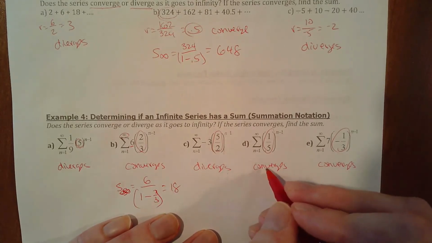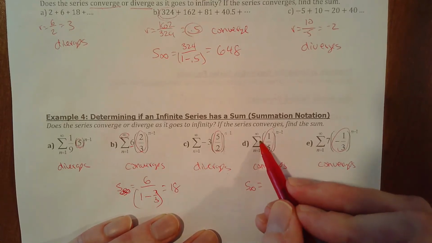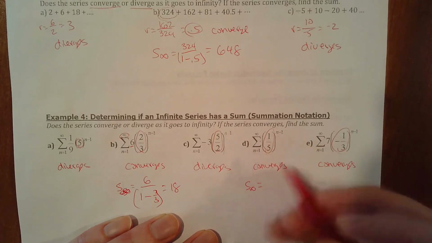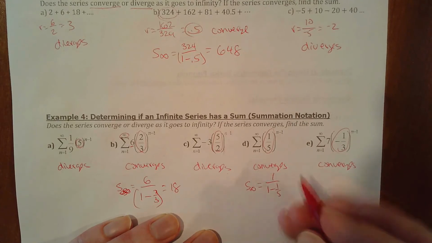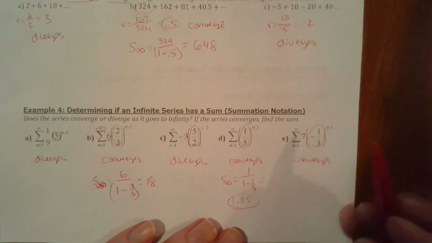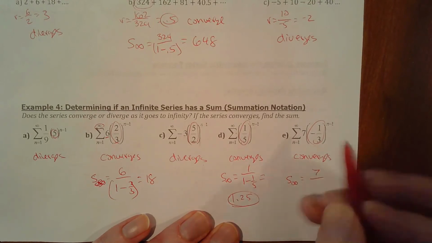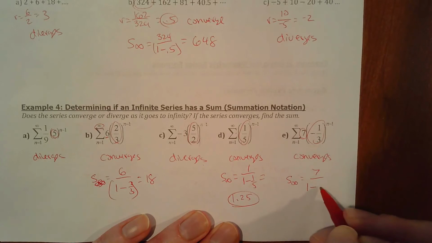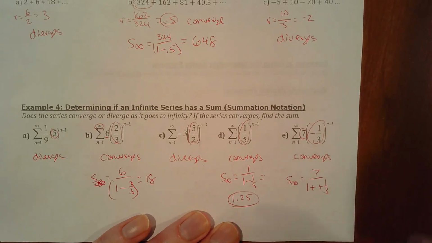Over here, sum of the infinite terms, there is no number out front. So remember, no number out front means a 1. So a sub 1 is 1. 1 minus 1/5. Put that in the calculator. And that's 1.25. And then this last one, the sum of the infinite series, first term is 7. 1 minus the common ratio, it's a negative, so it's actually going to be a plus. So 7 divided by 1 1/3 is 5.25.